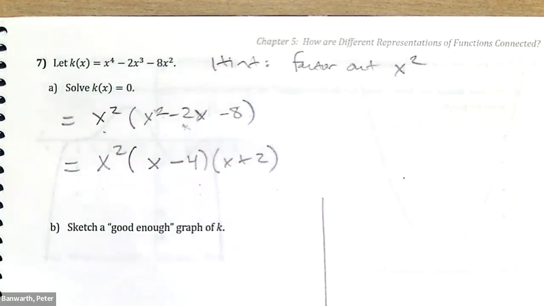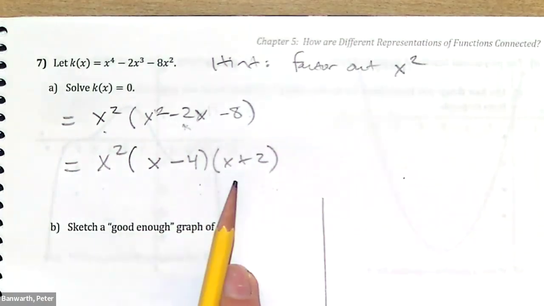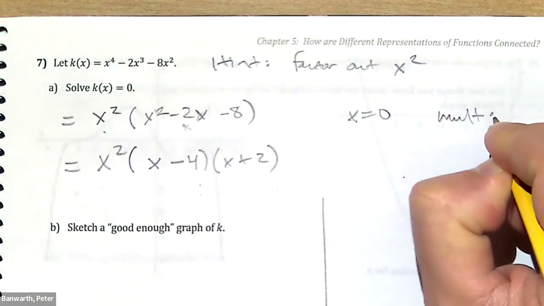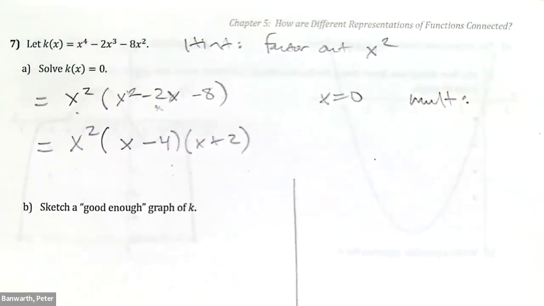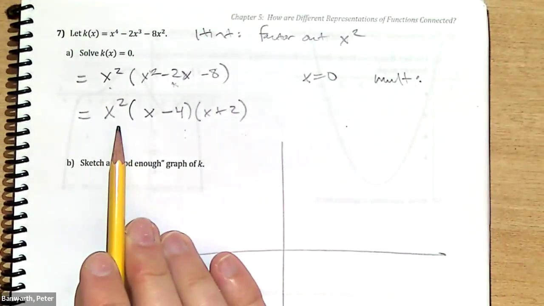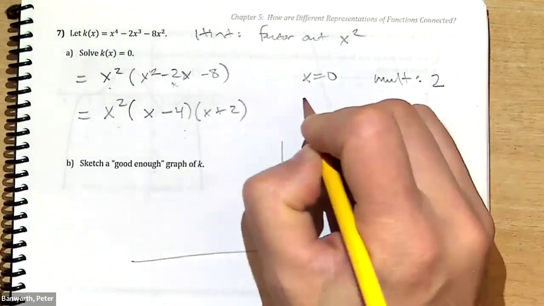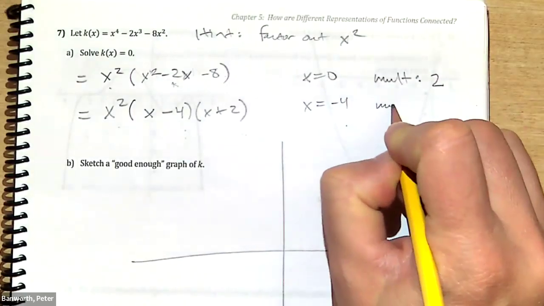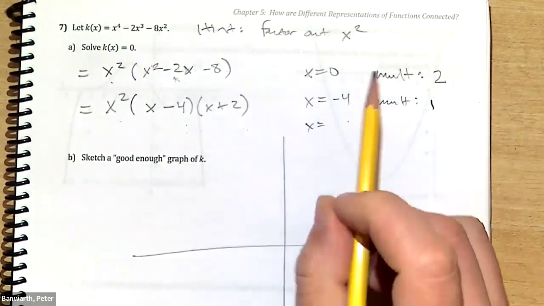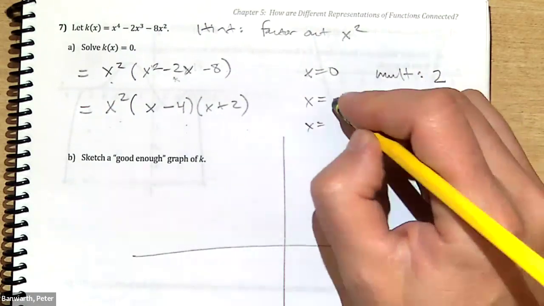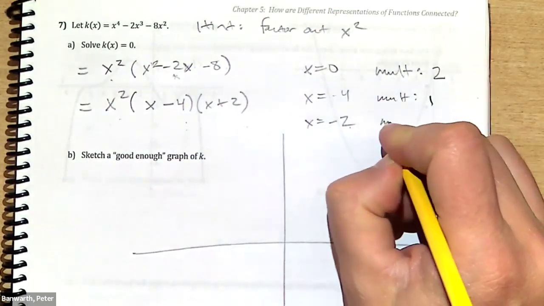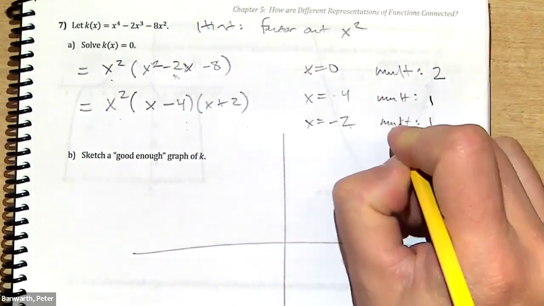So let's put it on a graph. First, let's identify the multiplicities. At x equals 0, the multiplicity is what? What's the power on the x equals 0 term? 2. At x equals -4, the multiplicity is 1. And at x equals, oh, I put -4. Is that correct? +4. Yeah. -2, the multiplicity is also 1.